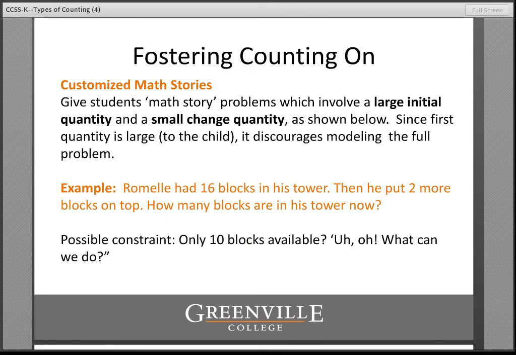If children do seem to have a solid understanding of cardinality and nested numbers for the target quantity you're working with, there are quite a few things you can do to facilitate counting on. One idea is to give students math story problems in which the first number is large and somewhat laborious to model, and the second number is small and easy to count on. In this case, it is still possible to solve it by representing each quantity with concrete objects, but for learners who are ready to count on, it looks so much more attractive and frankly less work to do just that.